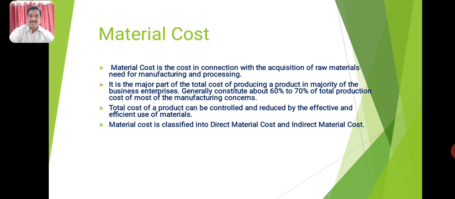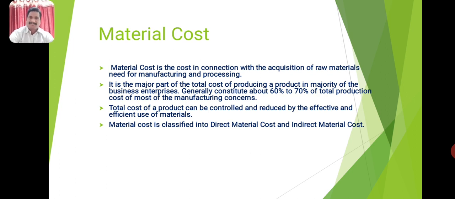The total cost of a product can be controlled or reduced drastically by effective and efficient usage of materials. So if an organization has good control over the material, naturally it is possible to minimize the cost of material, and thus reduce a lion's share of the total cost of production of the business organization. So controlling material is considered one of the most important tasks to be performed by every business organization.